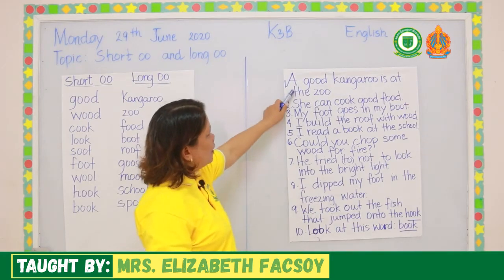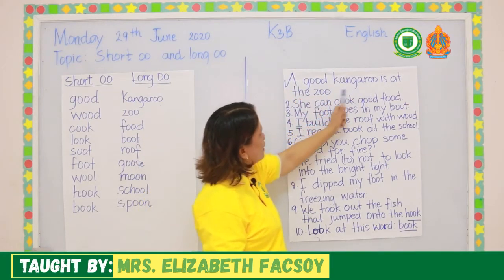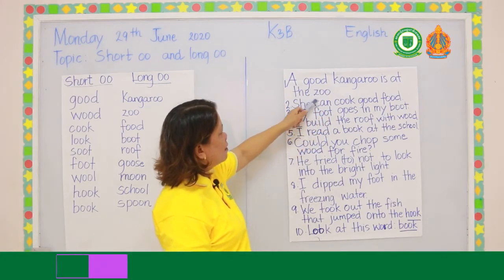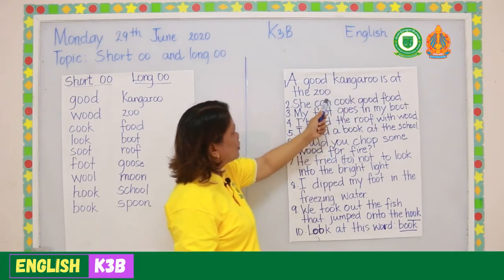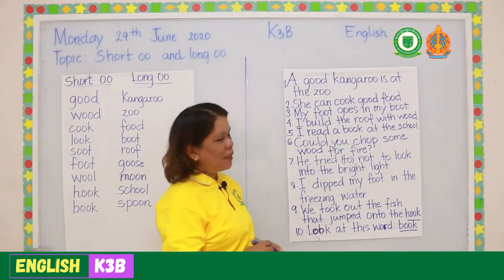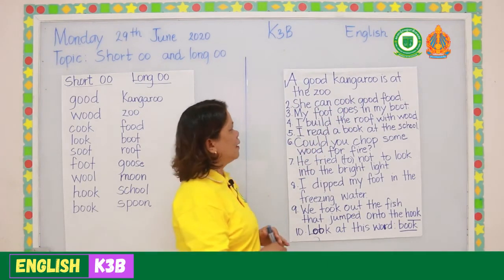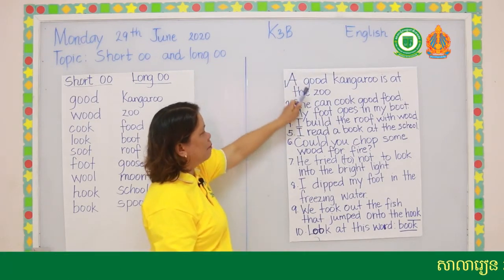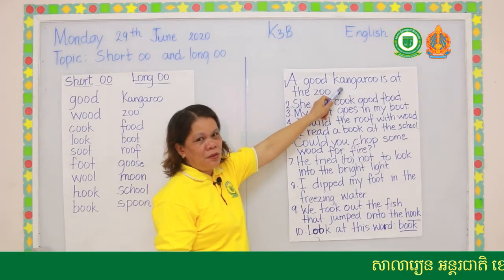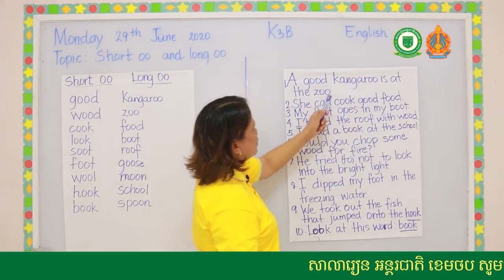Okay? A good kangaroo is not in the zoo. It's not at the zoo. A good kangaroo is at the zoo. Okay? So, I will underline the short O later. But try to listen very well. A good kangaroo is at the zoo.